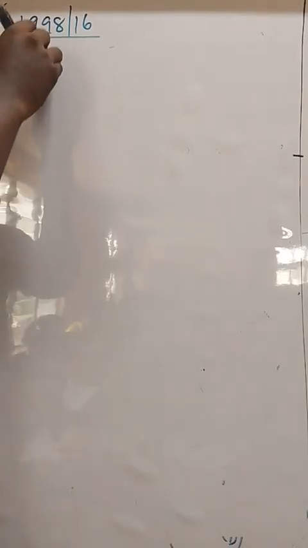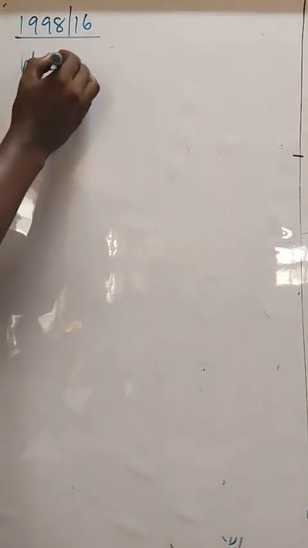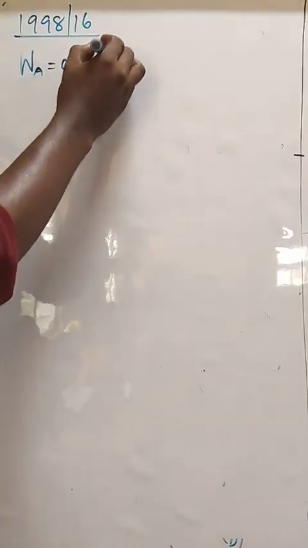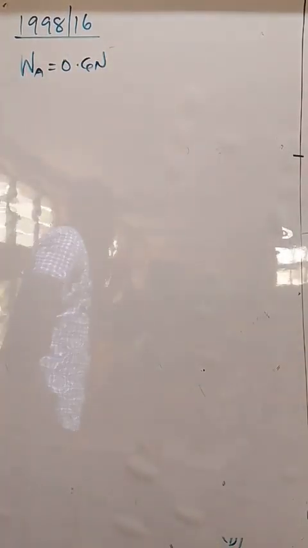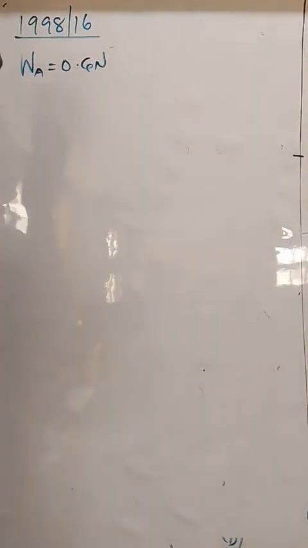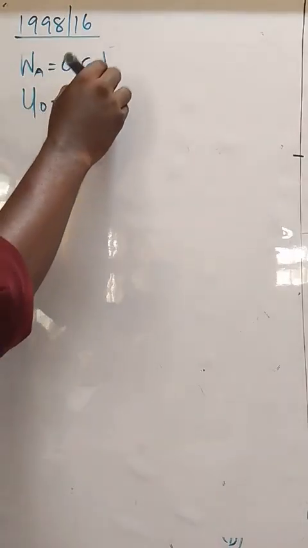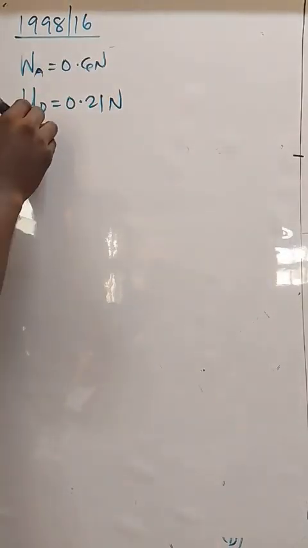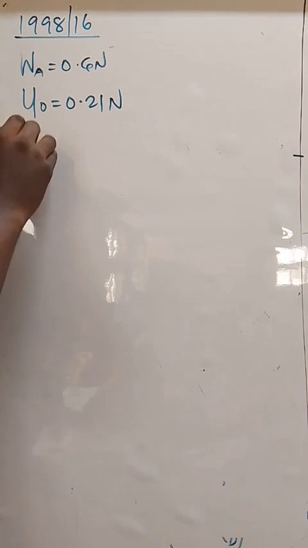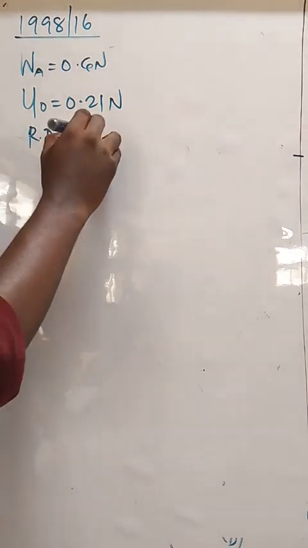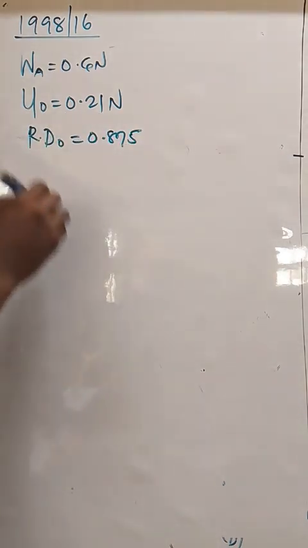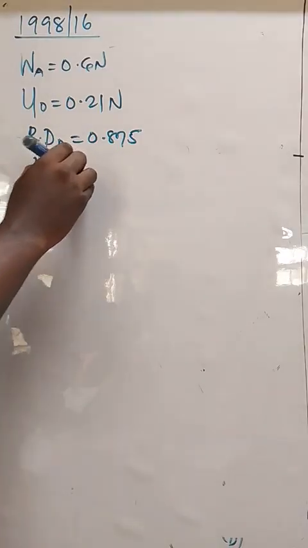1998, number 16. The question. A solid of weight 0.6 Newton. So the weight of the solid, which is the weight in air, the original weight, is 0.6 Newton. It is totally immersed in oil and water respectively. Imagine oil and water. If the upthrust in oil is 0.21 Newton, and the relative density of oil is 0.875, find the upthrust in water.